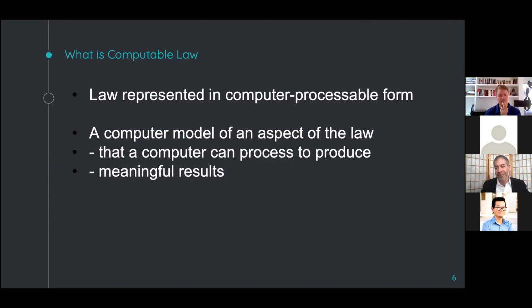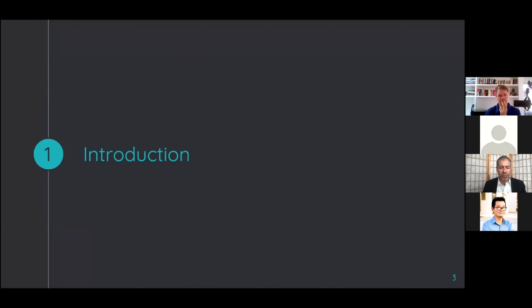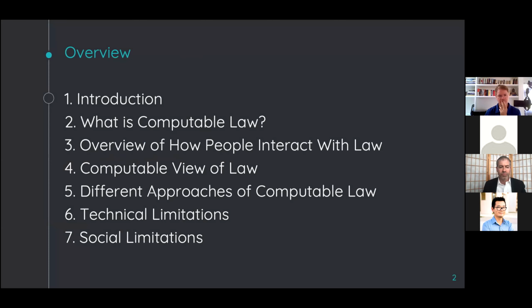And what are we modeling, right? That's kind of a basic question. What are some examples of computable law that are being used today? What are some of the capabilities and limits of computable law? And what are some of the social limitations?